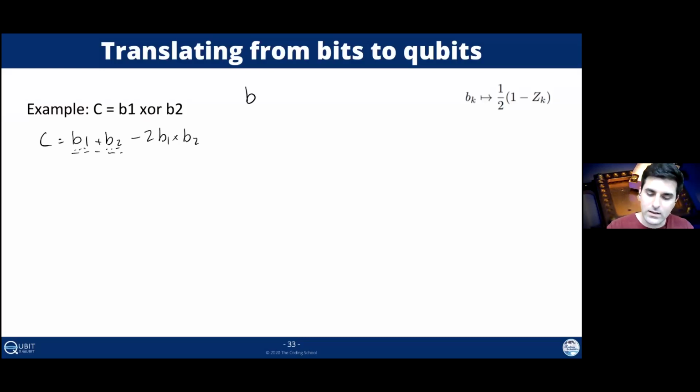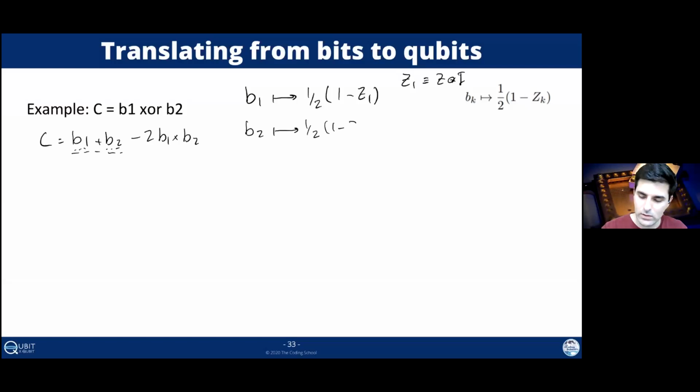And again, let's try to write down how our translation works from the bit values in the cost function to qubit operators. So we have B1 getting mapped to 1/2 (1 - Z1). And again, Z1 here is equivalent to Z tensor product with I, whichever one works easier for you. And B2 gets mapped to 1/2 (1 - Z2). And of course here, Z2 is equivalent to I tensor product with Z, so a Z operator acting on the second qubit and nothing happening to the first qubit.